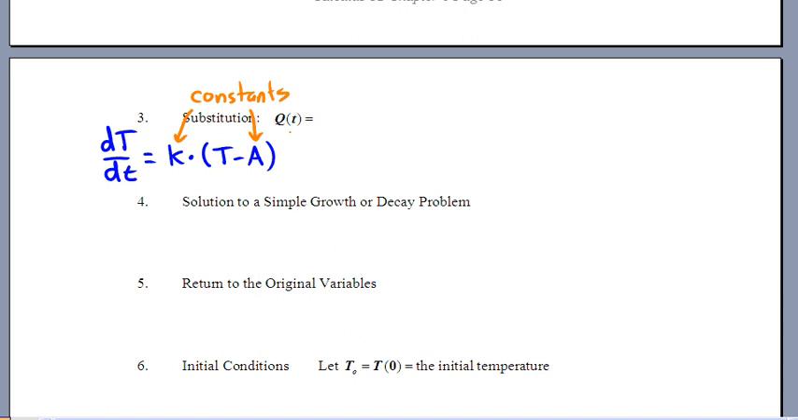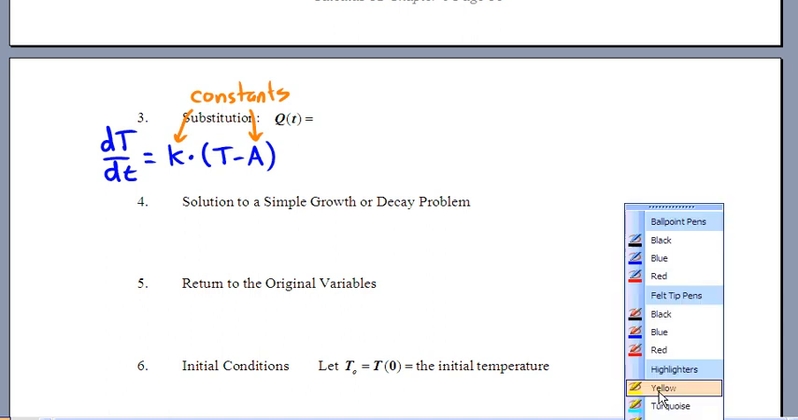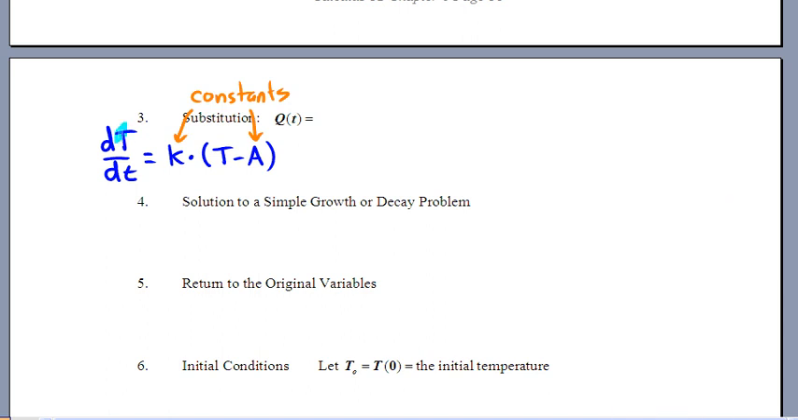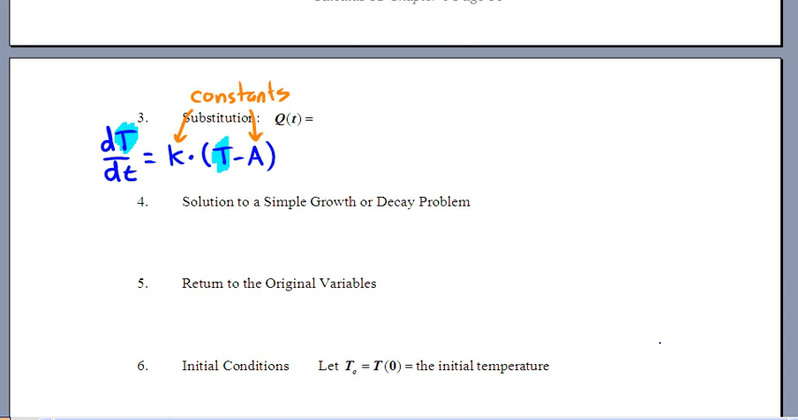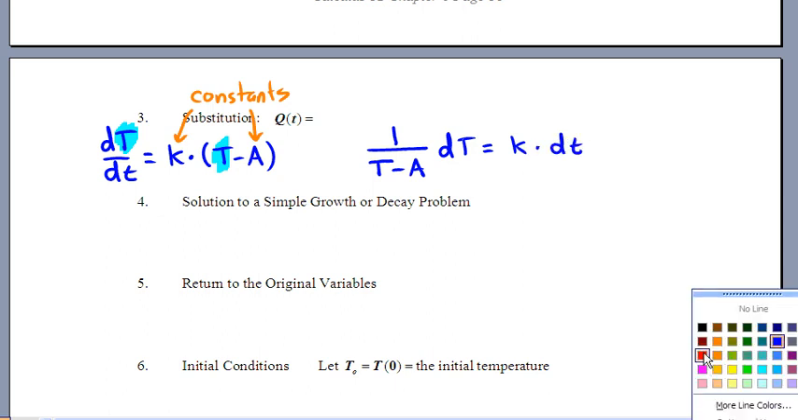This is a separable differential equation. You have that dependent variable, the important variable here on dT/dt, and it's also showing up on the right-hand side. So let's actually do the separation of variables. Let's put the capital T term over on the left. And when we do that, it's going to look like this: 1 over (T minus A) dT is equal to k dt. And now we're going to integrate.